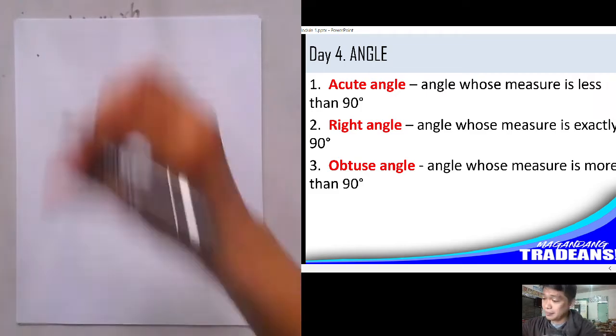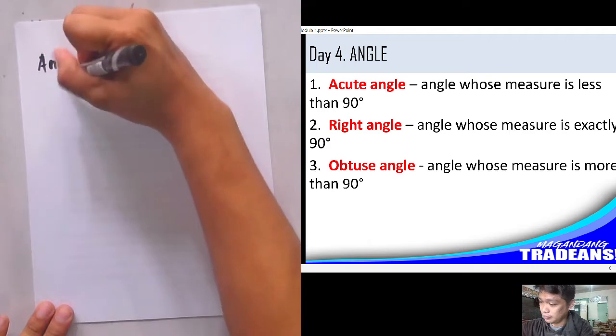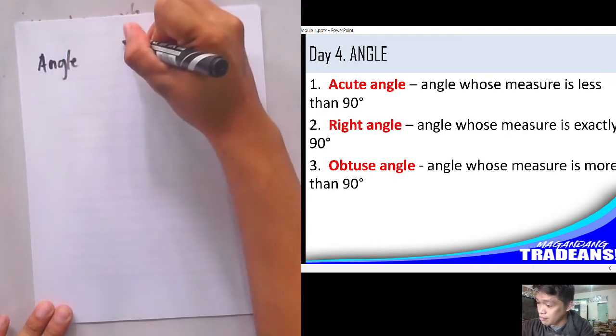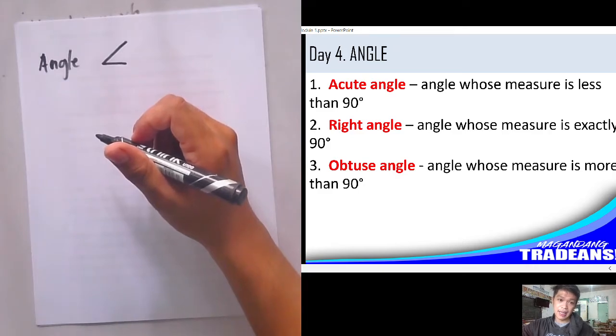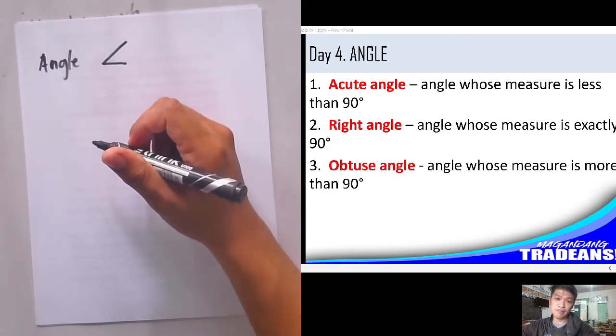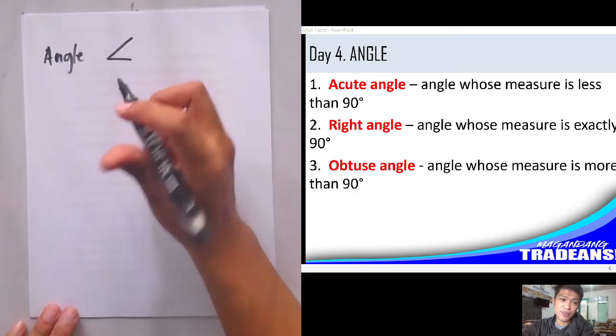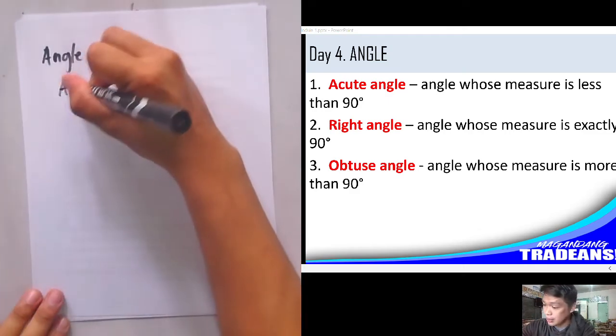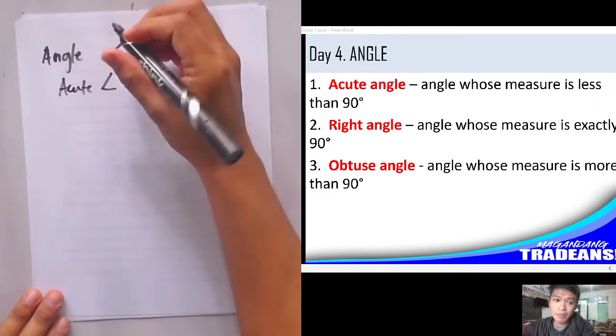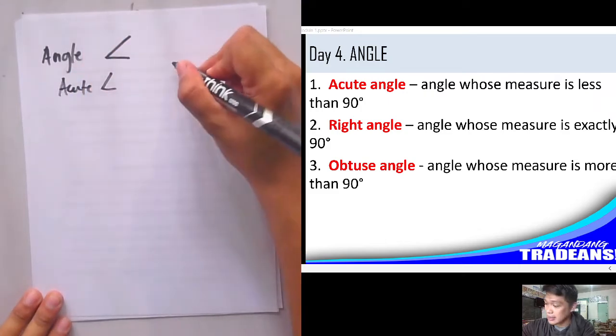So, angle has the symbol para siyang L. Okay? That is the symbol of the angle. Now, ano po yung kinalaman ng symbol na yan? Mas pinapaikli po nito ang ating pagsulat. So, the first type of angle is what you call the acute angle. Example po ng acute angle. These are angles less than 90 degrees. Example.